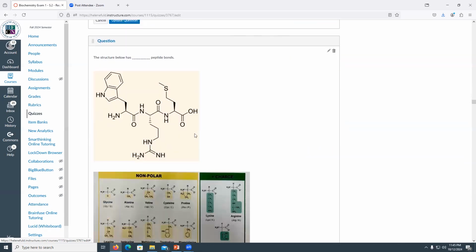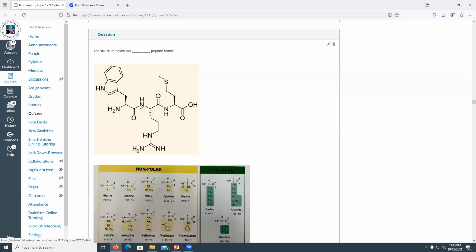The structure below has how many peptide bonds? You see, that's one carboxylic group, that's the carbonyl, and that's the amino group. That's one, and that's two of them.